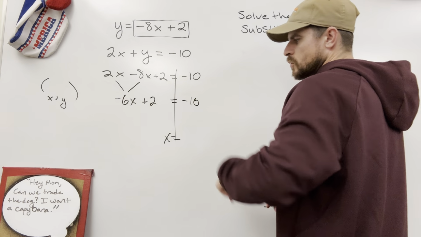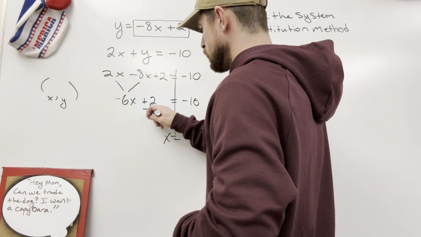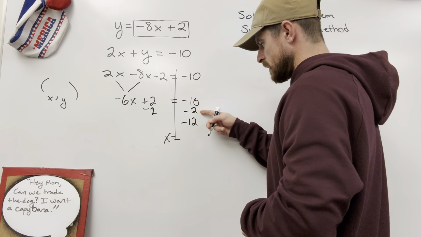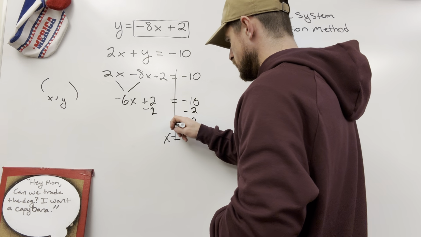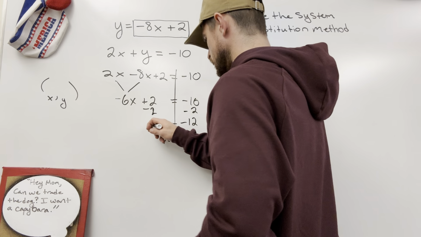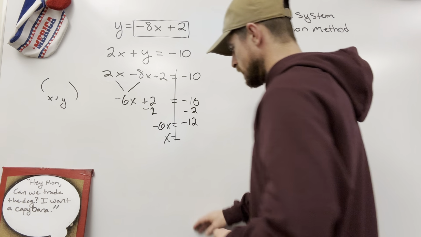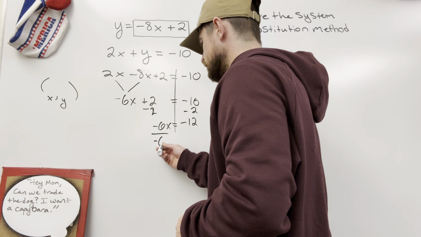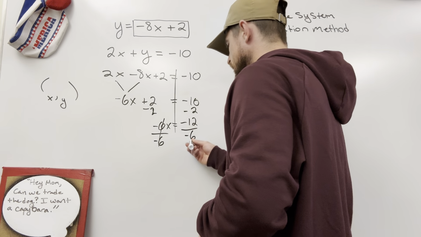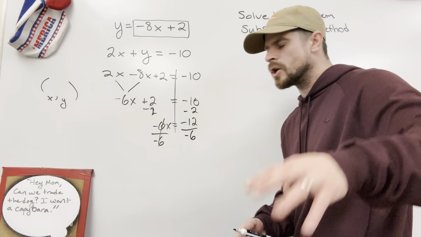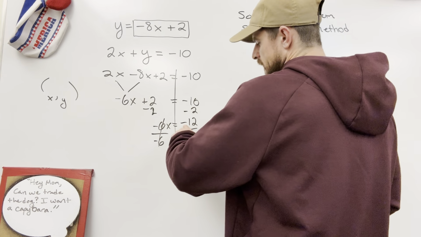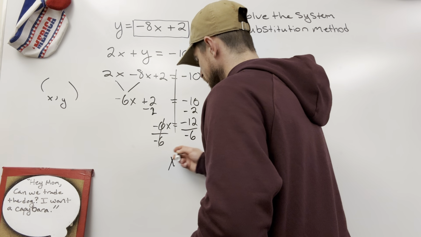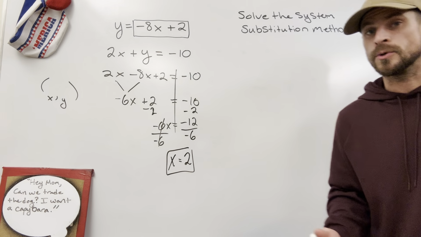Now we're in a 2-step equation. Subtract 2. -10 minus 2 is -12, equals -6x. Divide by this -6. Divide by a -6. This is just inverse operations. You should know this already, okay? And what's a negative divided by a negative? Positive. So we're finding that x has to be 2, okay?